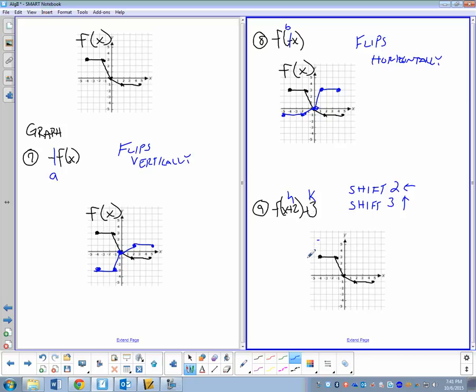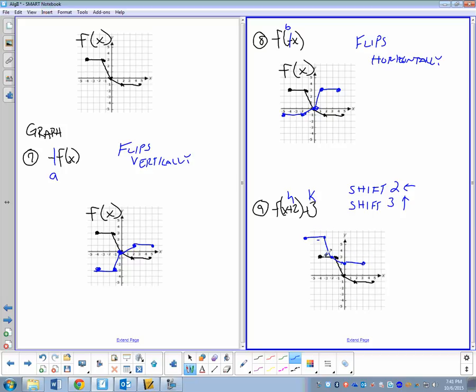2 to the left, and 1, 2, 3 up. Put it back right there. This point is going to go 2 to the left, and then 1, 2, 3 up. This point is going to go 2 to the left, and then 1, 2, 3 up. This point is going to go 2 to the left, and then 1, 2, 3 up. And this point is going to go 2 to the left, and then 1, 2, 3 up. And then we connect our lines in the same shape.